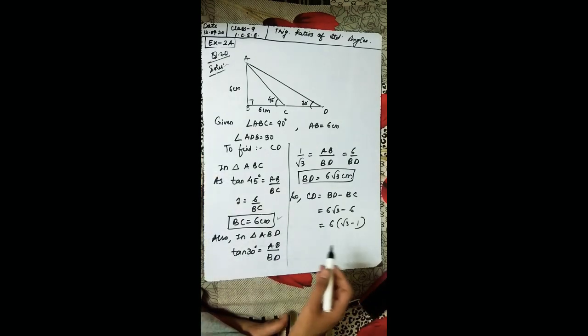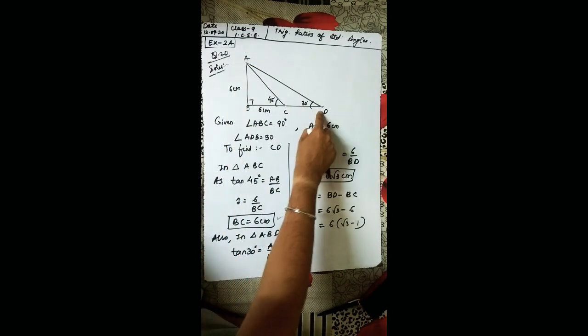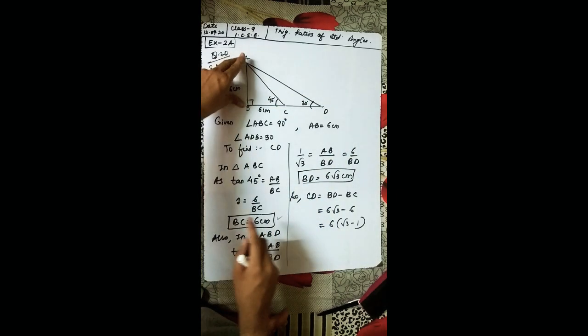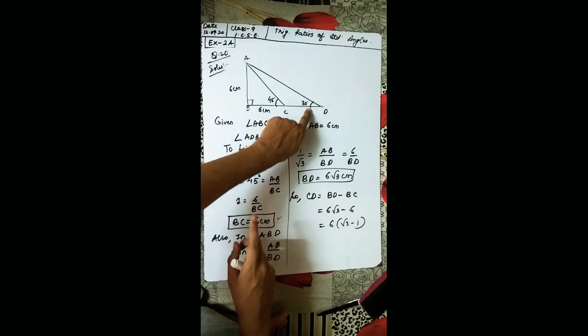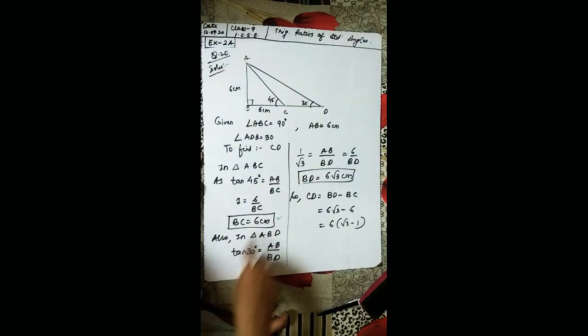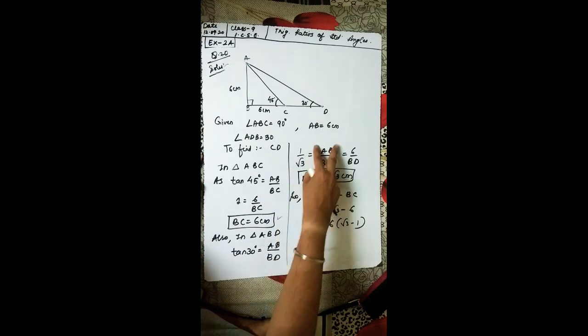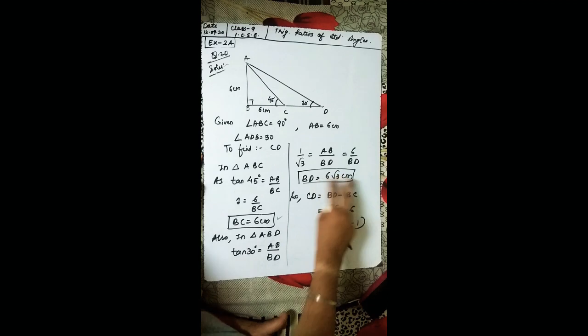So BC is equal to 6 centimeter. Also in triangle ABD, let us again take: we have perpendicular, we want base. Again we will use tan, but theta will be 30 degree. So tan 30 degree will be AB upon BD. Tan 30 degree is 1 upon under root 3, equal to AB upon BD. AB is 6. Take BD that side. So BD will be equal to 6 root 3.